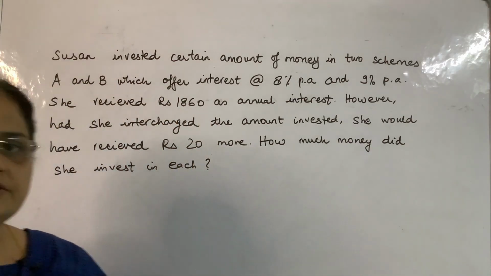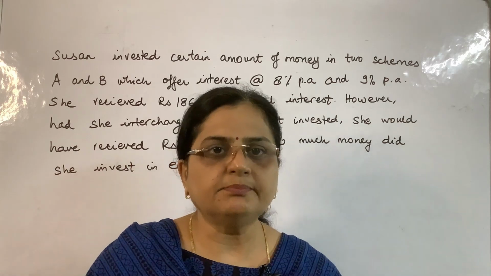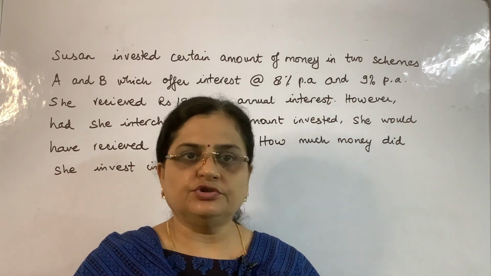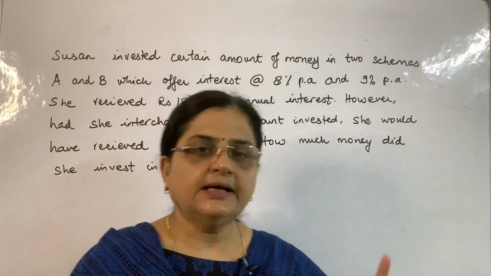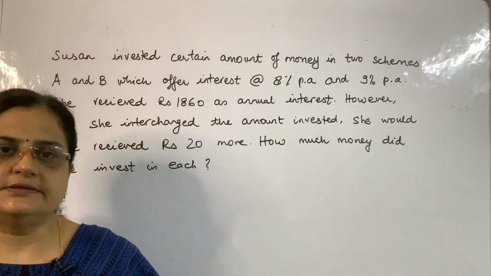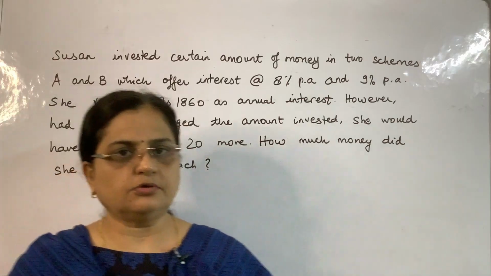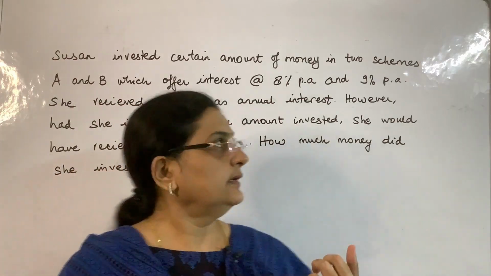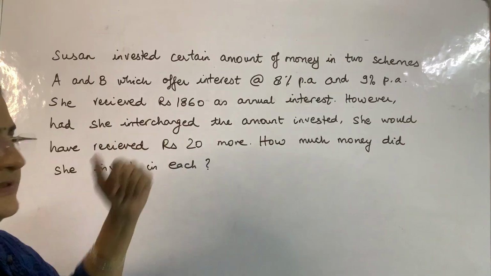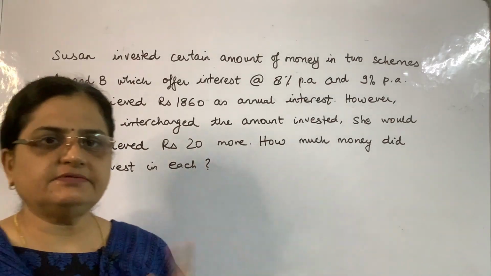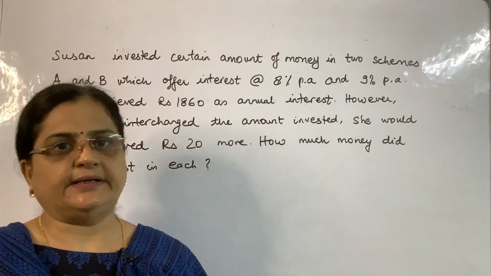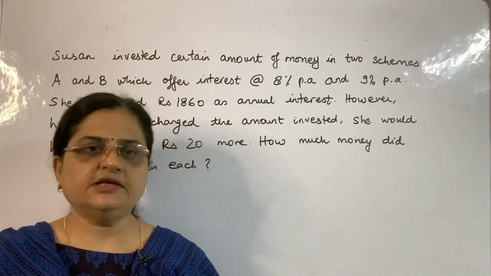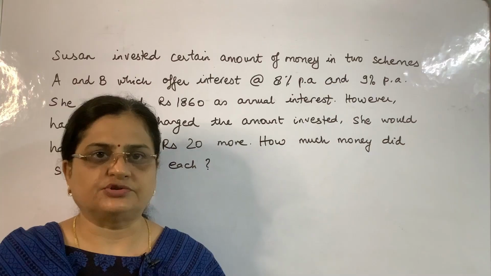So a similar question to what we have done in the previous one. So we will assume that the amount invested in one scheme be X and the amount invested in the other scheme be Y. We will find out the total interest and equate it to 1860. And in the second case, we will interchange and equate the interest to rupees 20 more. So let us solve this question.